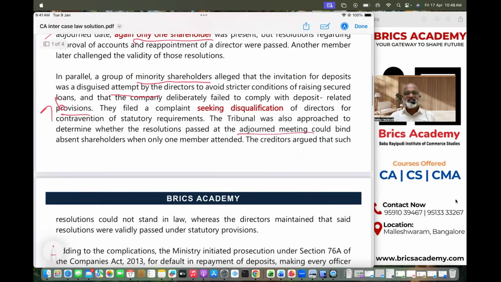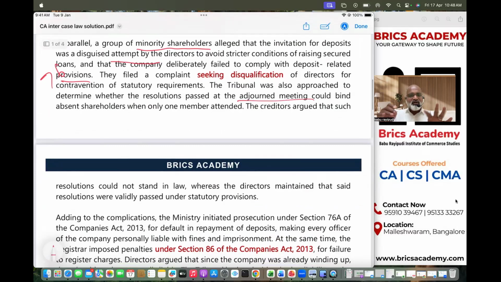How will the adjourned meeting resolutions be correct? The resolutions at the adjourned meeting will be correct. The reason being, 100%, what? One member present also is quorum, right? Now, relevant or irrelevant, you have to filter like this. The creditors argued that such a resolution could not stand in law, whereas the directors maintained that they followed the law. Yes, in an adjourned meeting, whoever is present is quorum. That's what we understood. Okay, next.